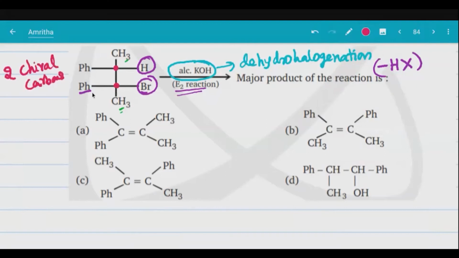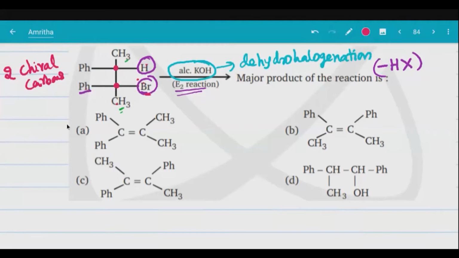Now I need H and Br to be opposite. Sir, can we bring this opposite? Yes, because carbon-carbon rotation is possible. You're not breaking any bond here. You can rotate the bonds, fine. But you have to make sure the configuration doesn't change. Configuration should not change. But how do we do that?